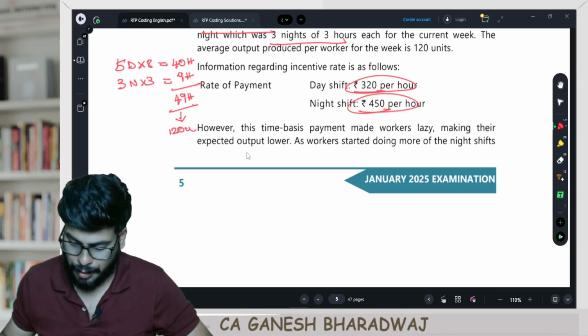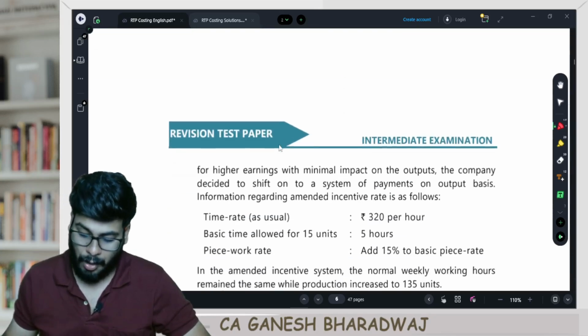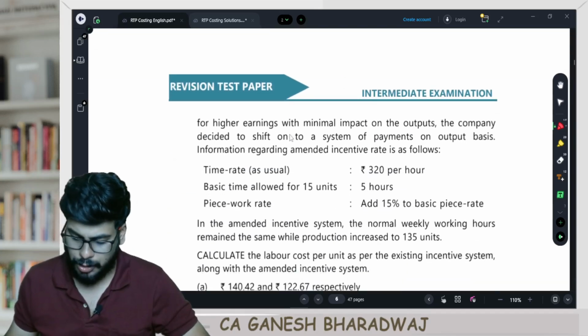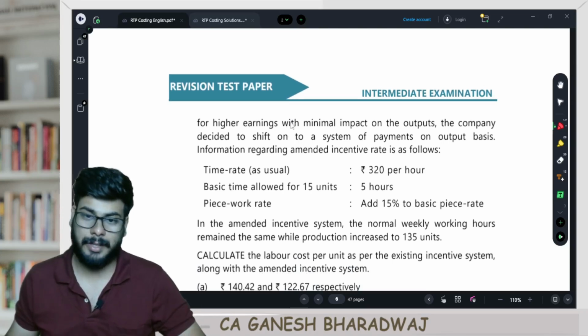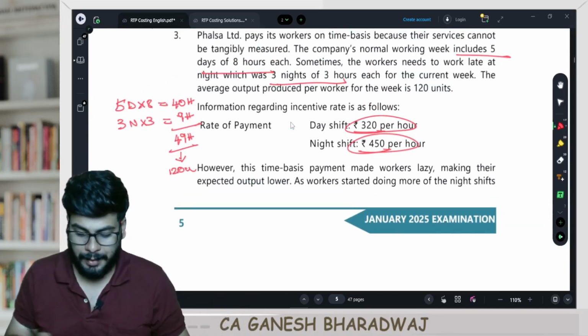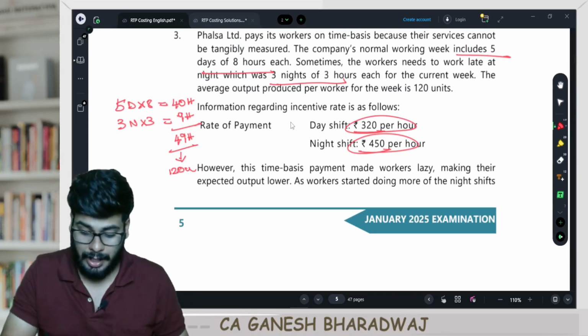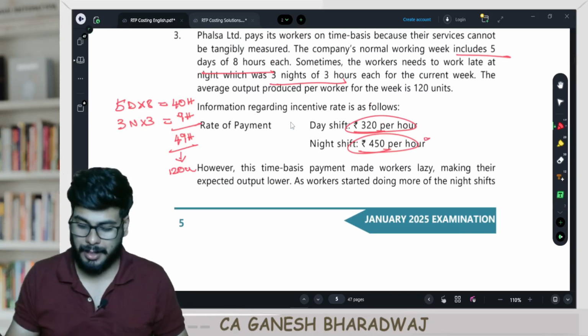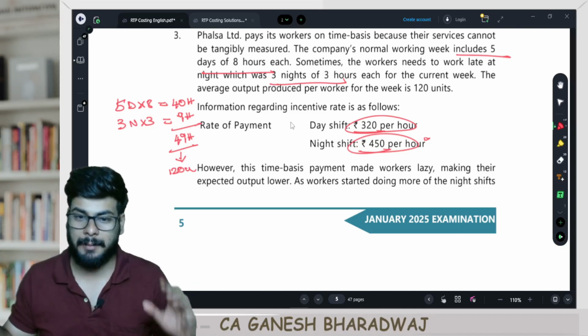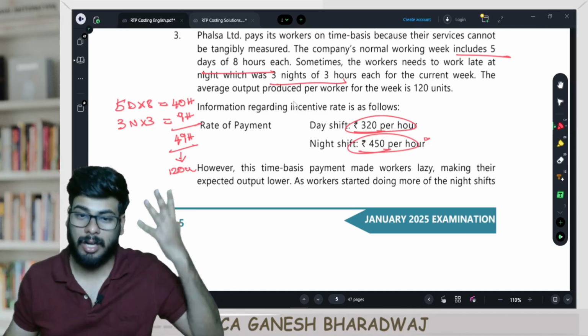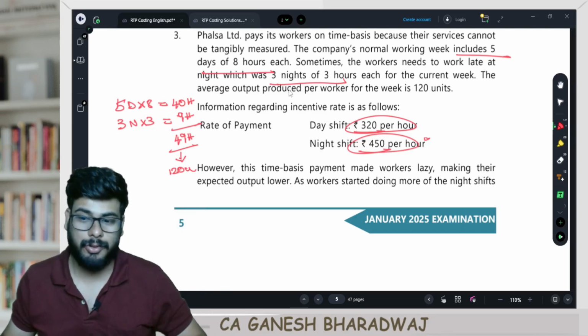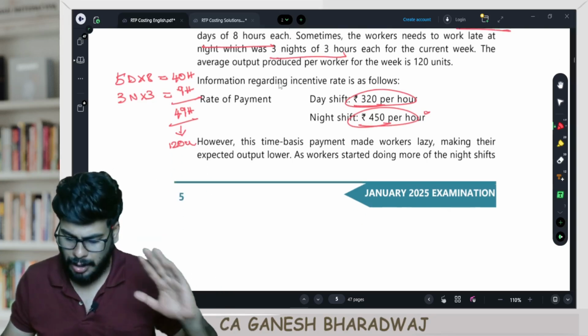As workers started doing more night shifts for higher earnings with minimal impact on the outputs, the company decided to shift to a system of payments on output basis. Obviously, if you are doing the same work at night, you are getting paid 450 rupees instead of 320 rupees. So everyone started becoming lazy and wanted to work at night to earn more, not to increase their output. So this is what happened.